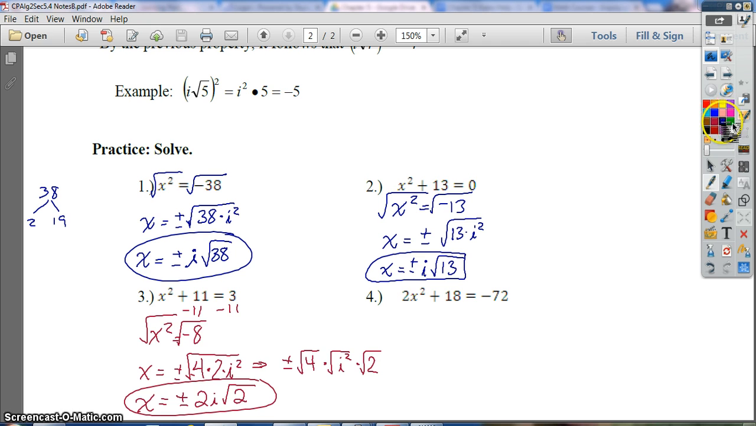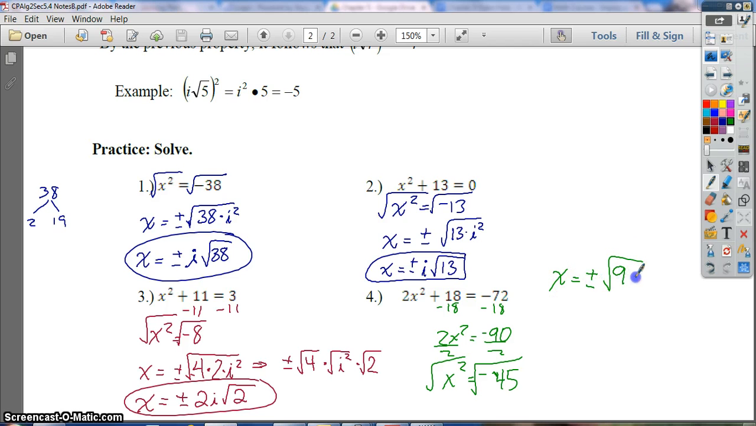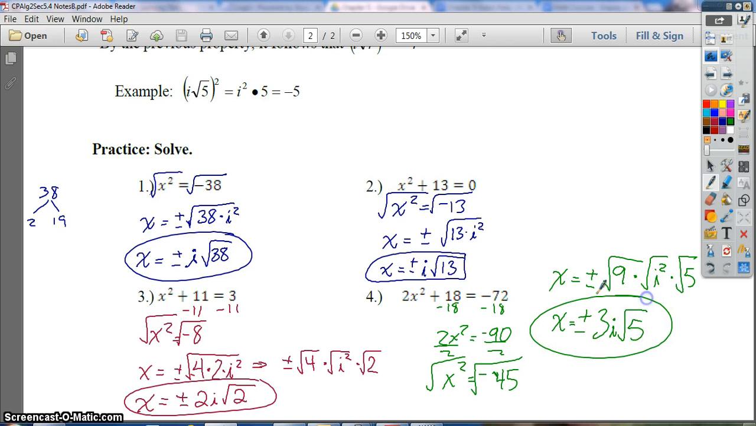Right. And let's wrap it up here with the last one. Subtract 18. 2x squared equals negative 90, divided by 2, negative 45. Okay, square root of this. Don't forget your plus or minus out in front. I'm going to write this as 9 times i squared times 5, because 9 times 5 is 45. Negative 1 is i squared. So when this is all said and finished, we're looking at 3i square root of 5.